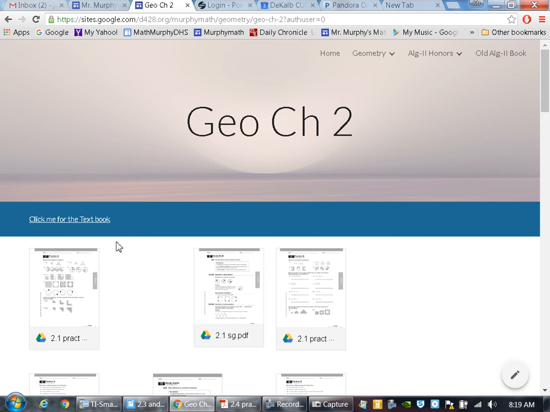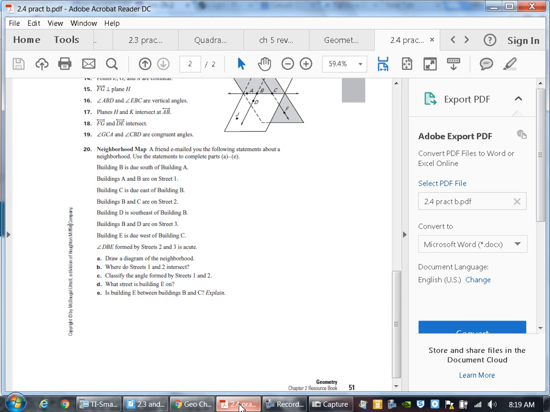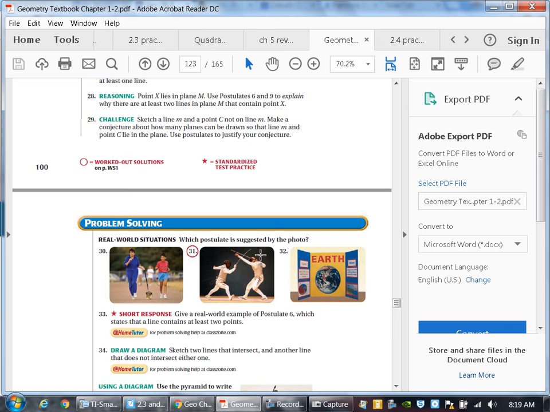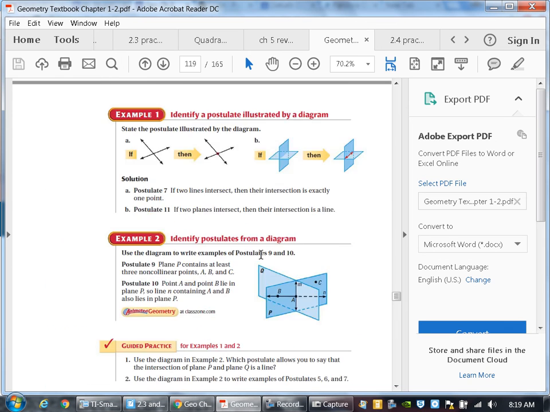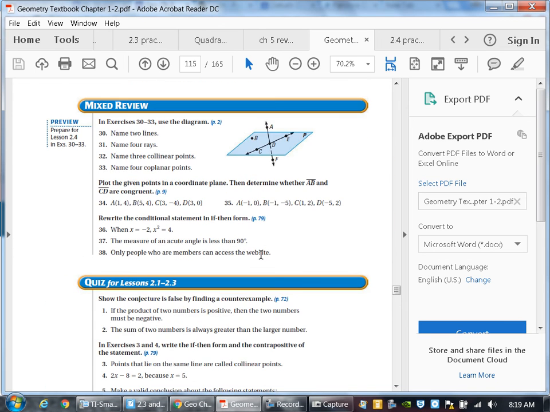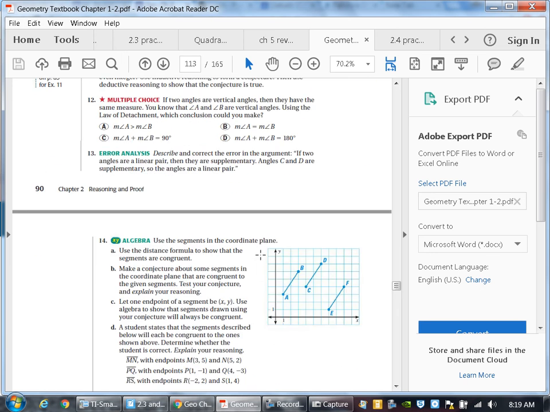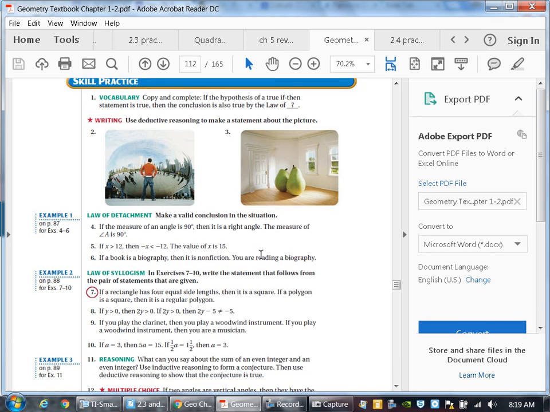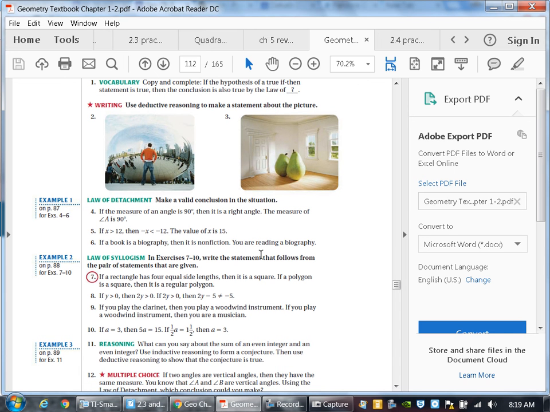Numbers what? Mr. Murphy, right before I could write it down, you switched it. 14 through 23 and 39. And section 2.4, that's page 100. If you give me a second, I don't have everything on the calendar. You guys can look at it.